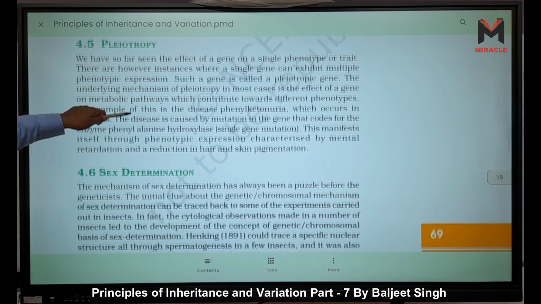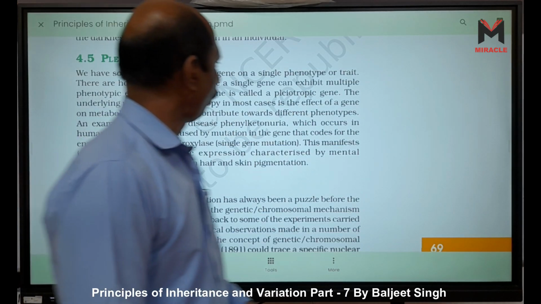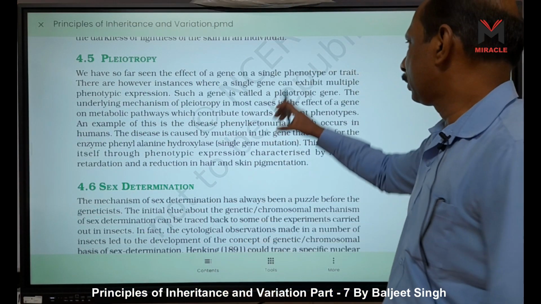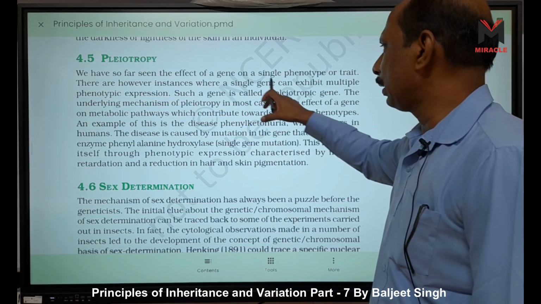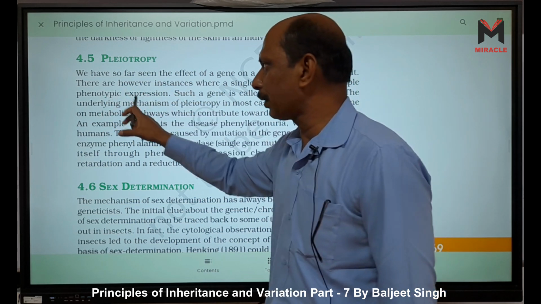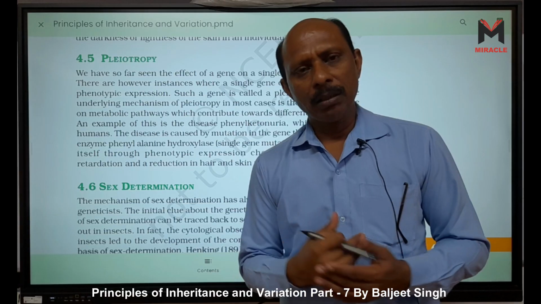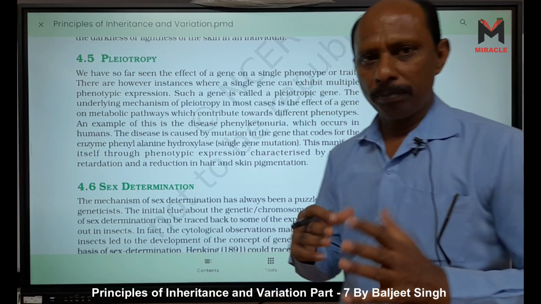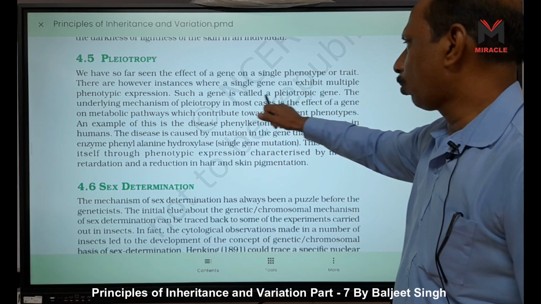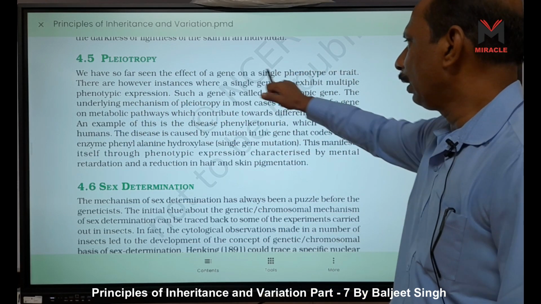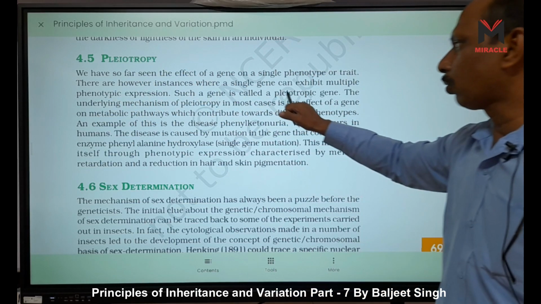Pleiotropy. We have so far seen the effect of a gene on a single phenotype or trait. There are, however, instances where a single gene can exhibit multiple phenotypic expressions. Look, what is a pleiotropic gene? When a single gene expresses multiple phenotypes, it is called a pleiotropic gene. Such a gene is called a pleiotropic gene.